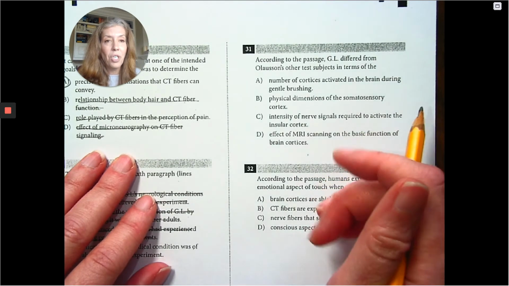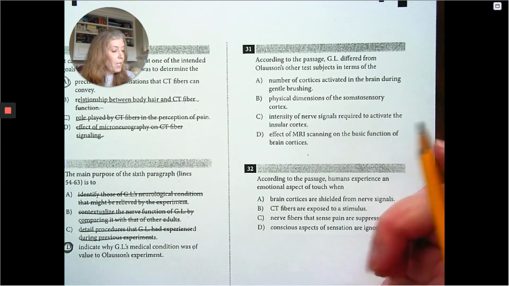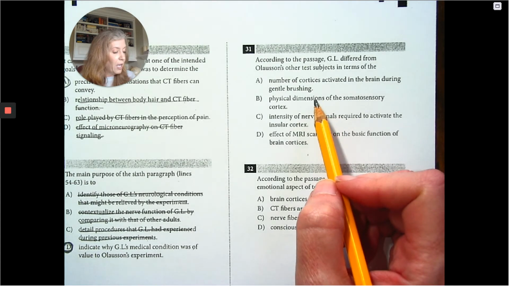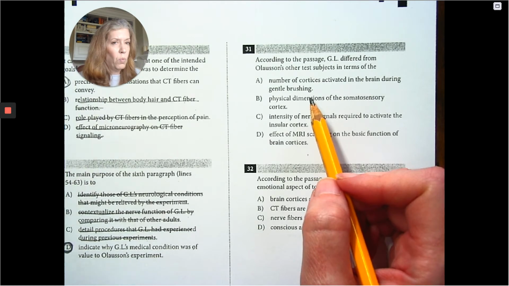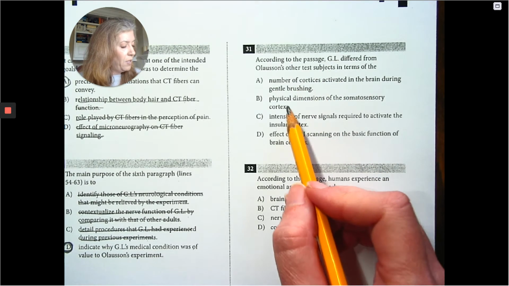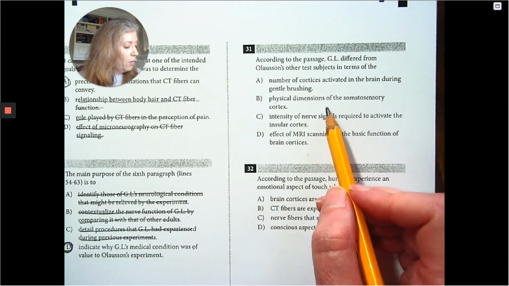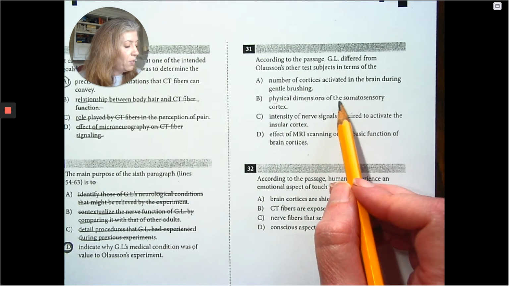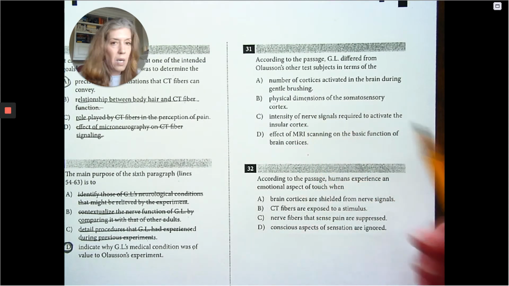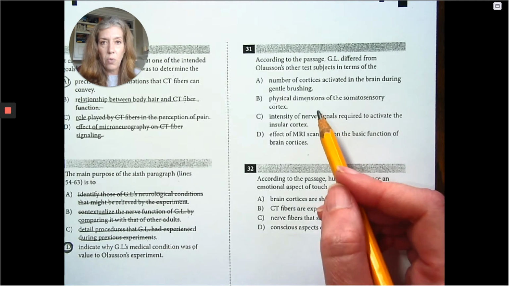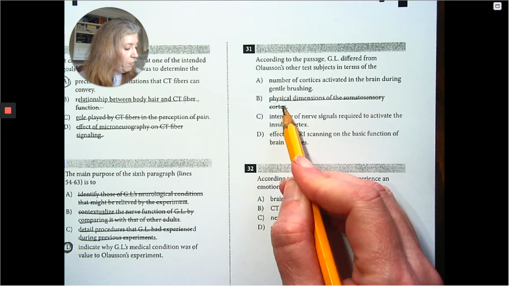According to the passage, GL differed from Olgeson's other test subjects in terms of the number of cortices activated in the brain during gentle brushing. I do remember that was actually one of the main things, so I'm going to keep that one. Physical dimensions of the somatosensory cortex. I don't remember anything like that. They didn't give us any direct dimensions of her, anything about her brain.